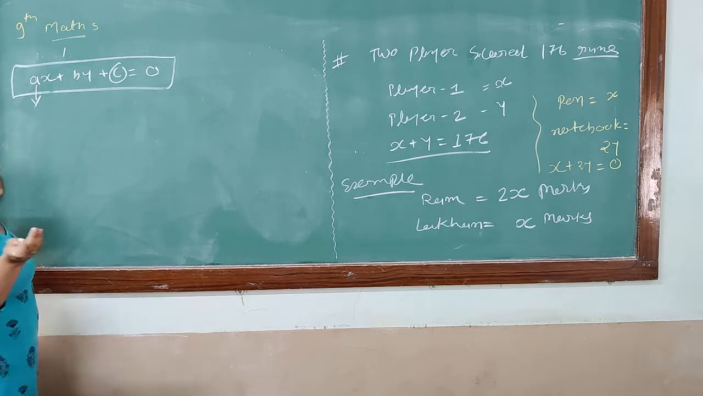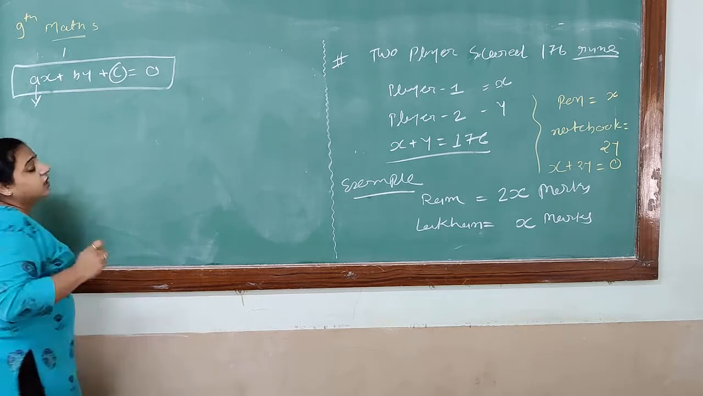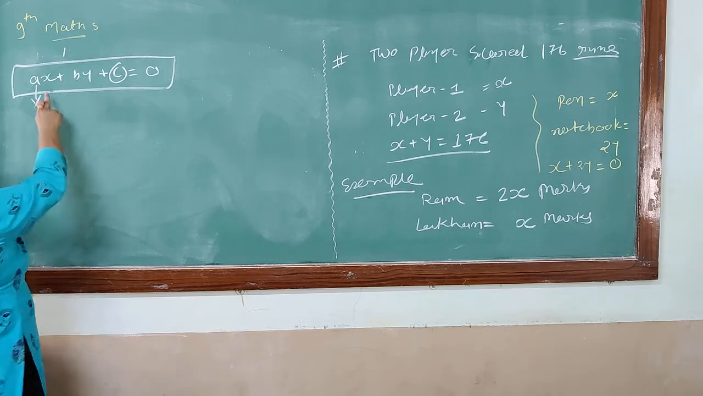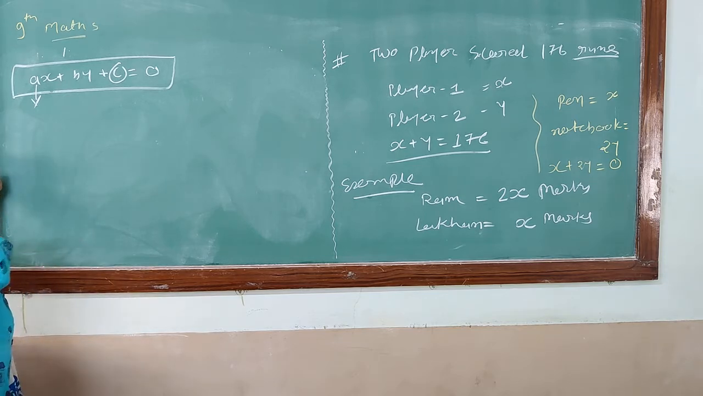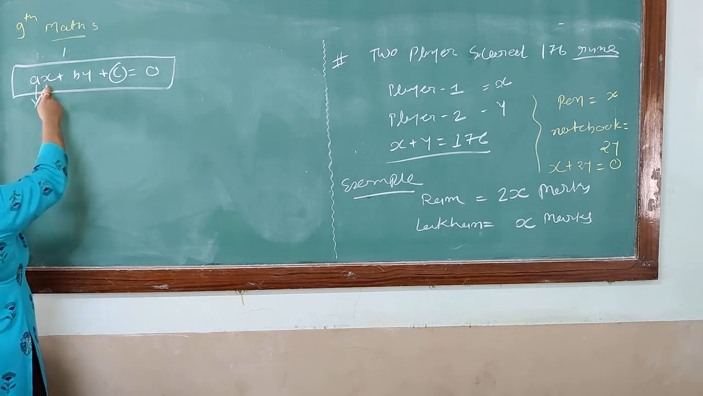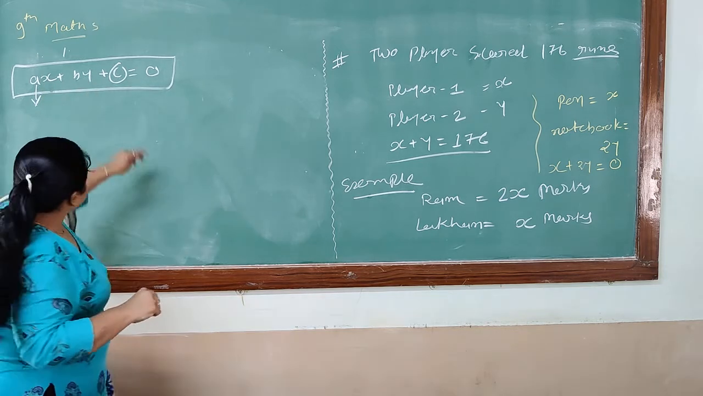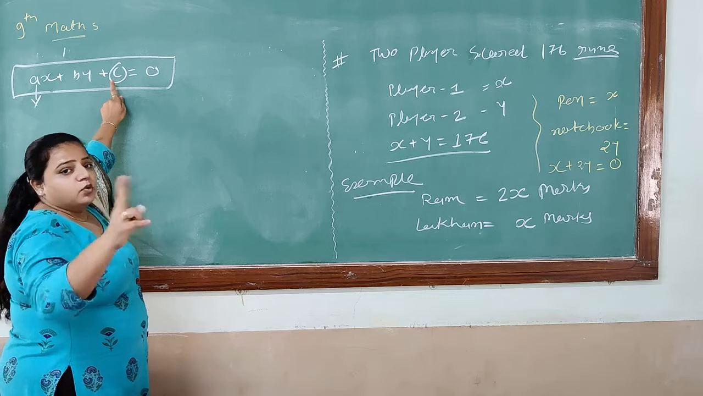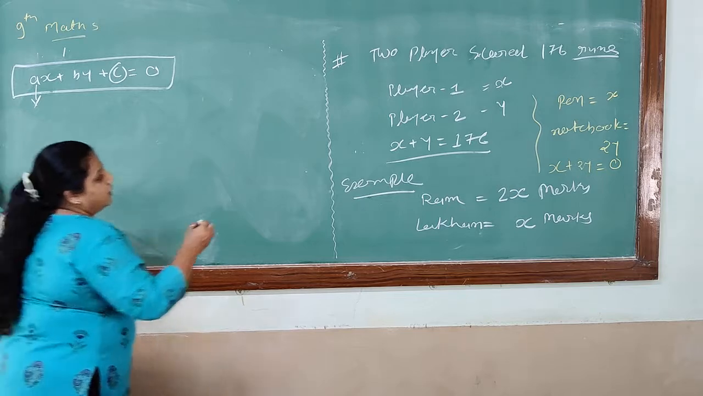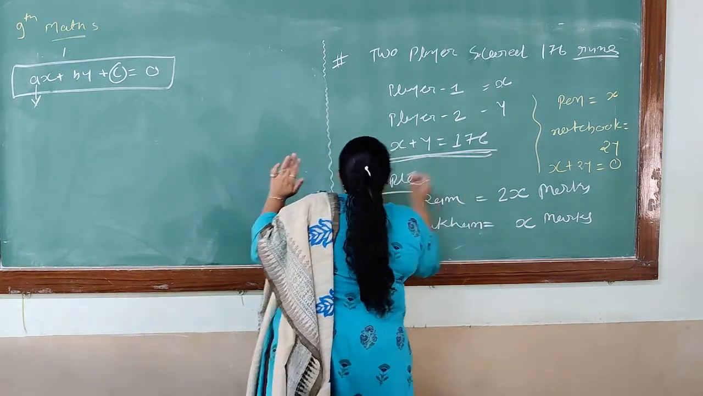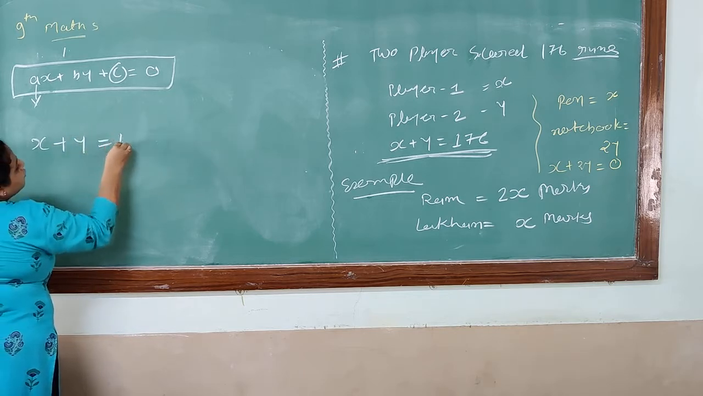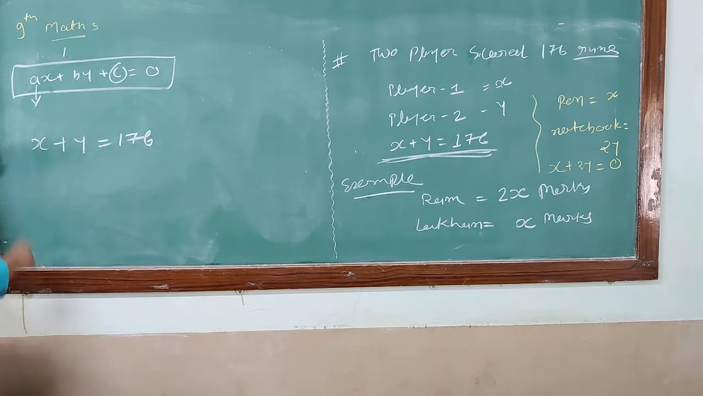A and B will be the coefficient and C will be the constant because C doesn't have any neighbor like X and Y as a variable, right? Here A will be the coefficient, B will be the coefficient. Of course, X and Y both are the variable that we already done. Now, suppose I am taking this equation. X plus Y equals to 176.